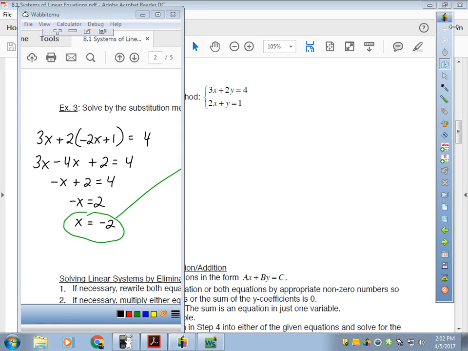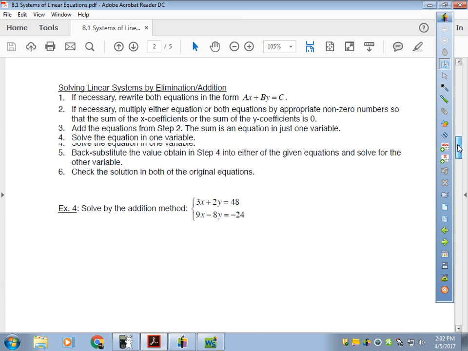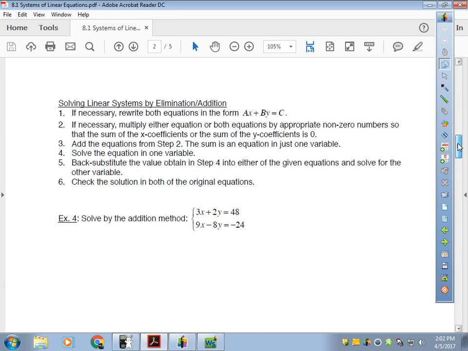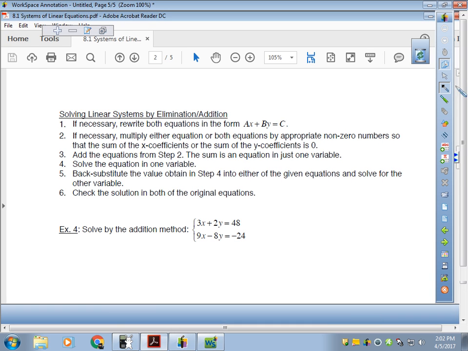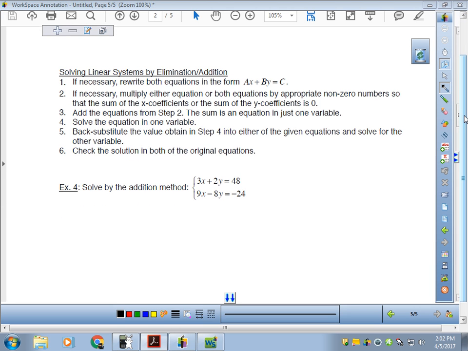The other method we're going to look at is the elimination method, which is also sometimes called the addition method. In the elimination or addition method, the first step is, if necessary, rewrite both equations so that they are in the form ax plus by equals c. They need to be in that form in order to do this method. It has to go ax plus by equals c.